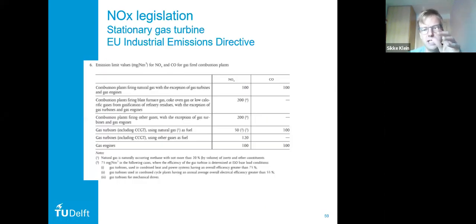The European legislation, US legislation is a typical new legislation. So the next legislation, I think I should update it, because in July coming year, we now have new legislation for this.